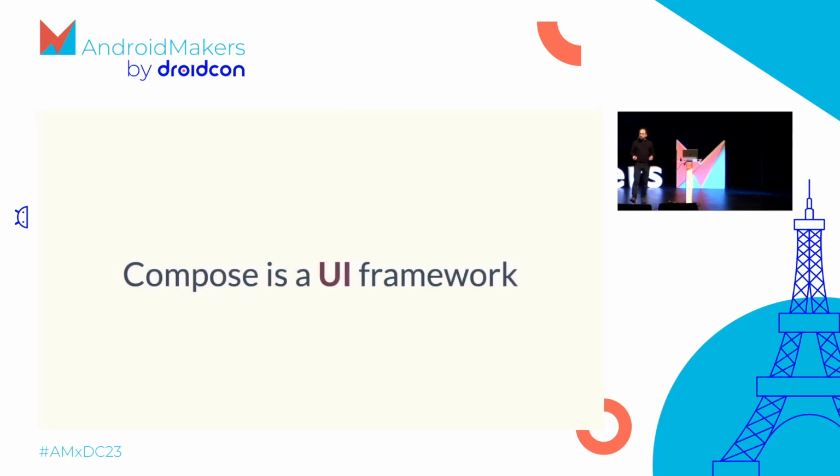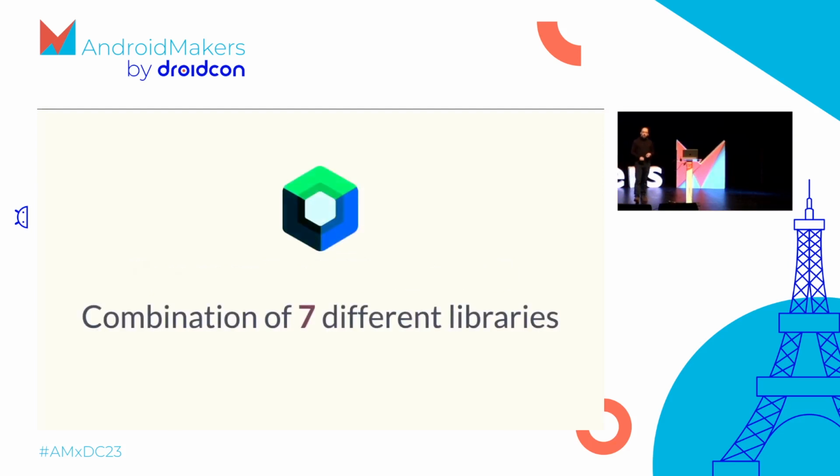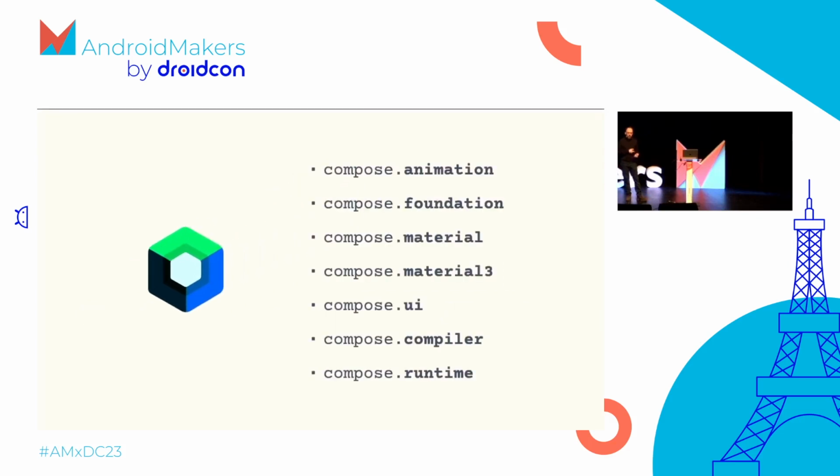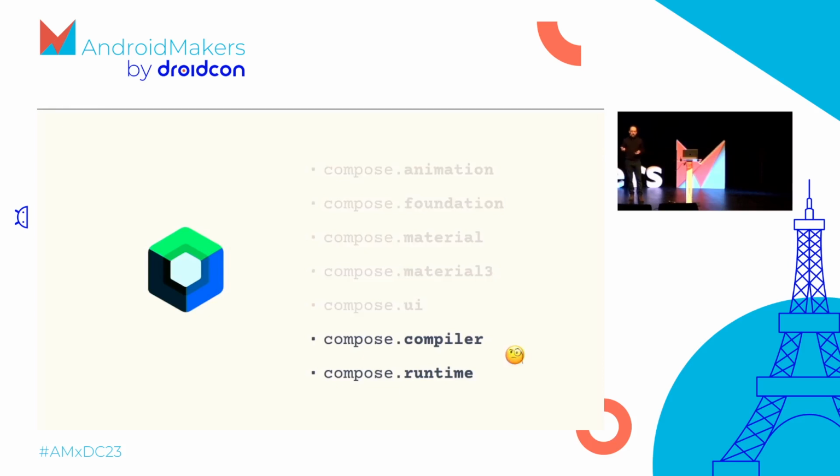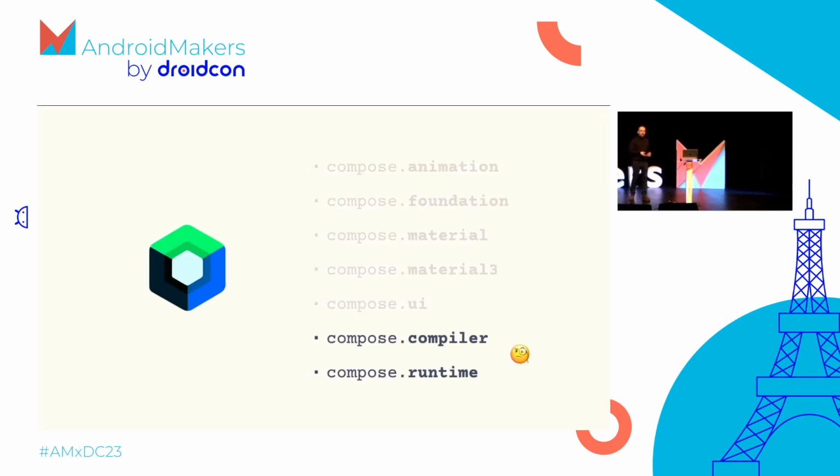First things first. Compose is a UI framework, right? But it's not actually 100% true, because if you look at Compose, it is a combination of 7 different libraries. And if you go deeper and check those libraries, not each and every library is related to UI. For instance, these ones, like Compose Compiler and Runtime. They're really cool ones, but they are not really related to UI. So today we're going to be focusing on this part.